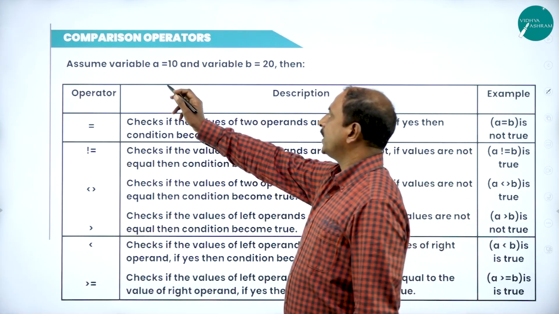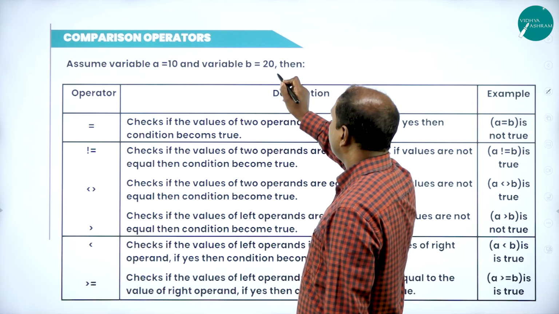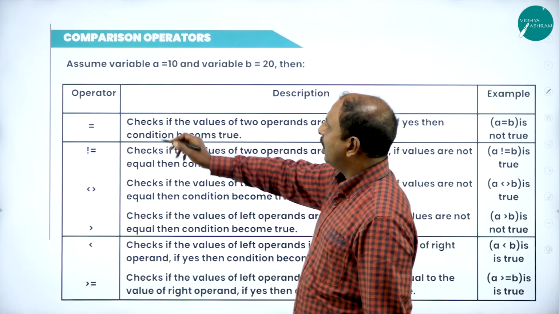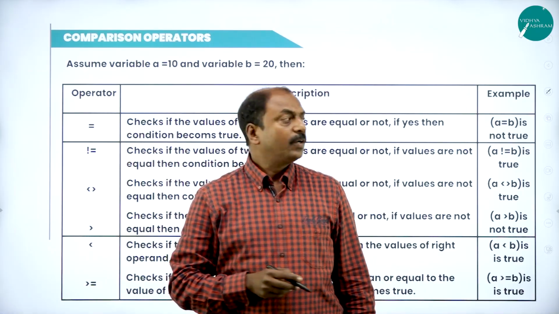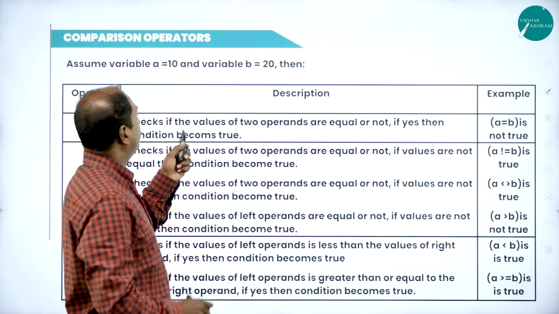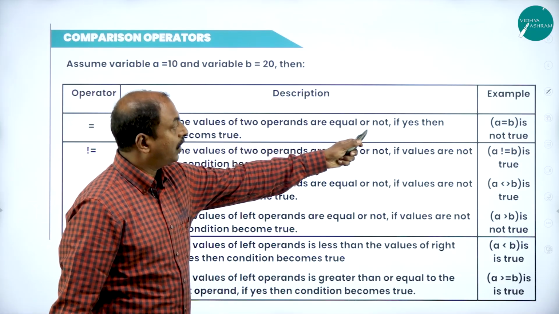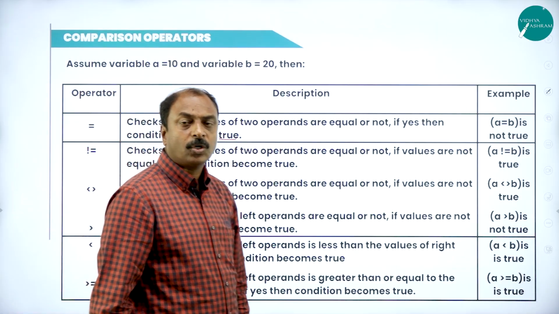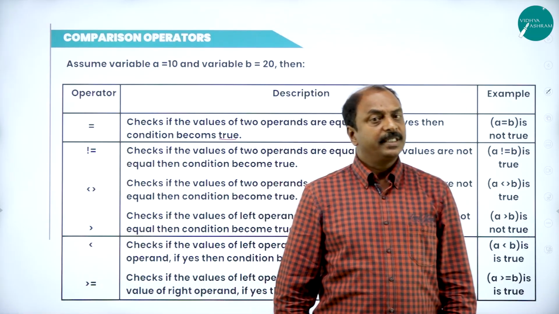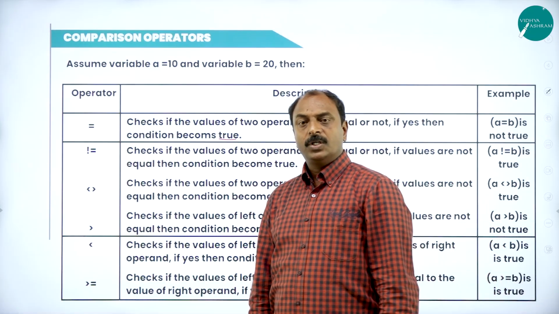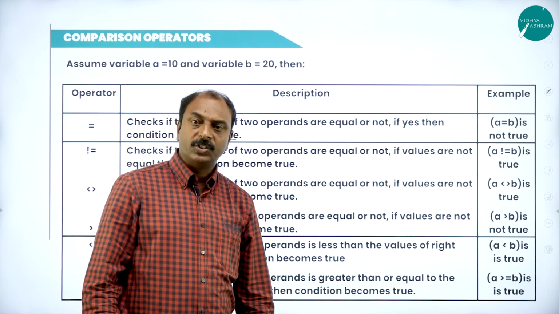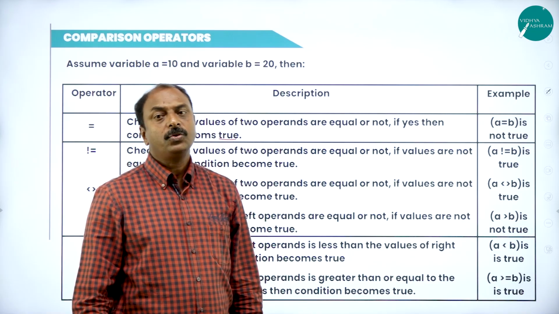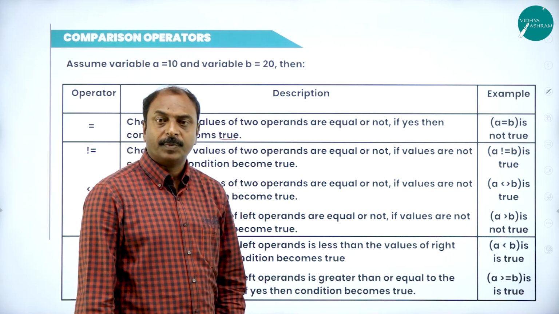So here we assume that A equals 10 and B equals 20. Then we can test different operations. The first operator is equals. It checks if the values of two operands are equal or not. If yes, the condition becomes true. So whenever we use these comparison operators, the result is either true or false. If the condition is satisfied, it results in true, and if the condition is not satisfied, it results in false. So this is how a comparison operator works.